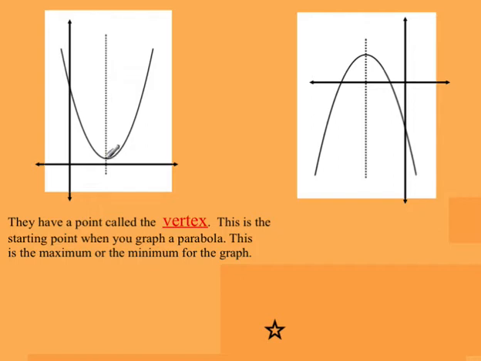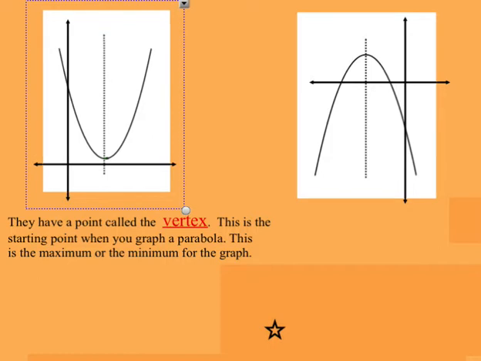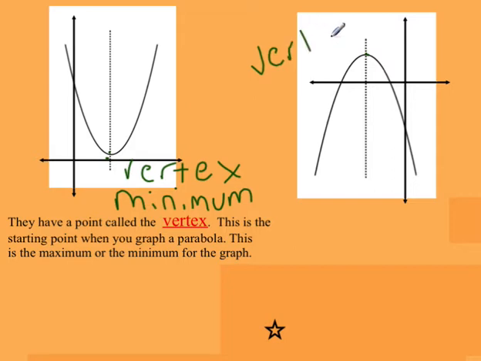So this point right here, notice how it's the bottom, is the vertex. And because it's on the bottom of the parabola, it's the lowest point, so this vertex is a minimum. Up here we have a vertex, and it's at the top, so this vertex is a maximum. Okay, so that vertex there is a maximum.